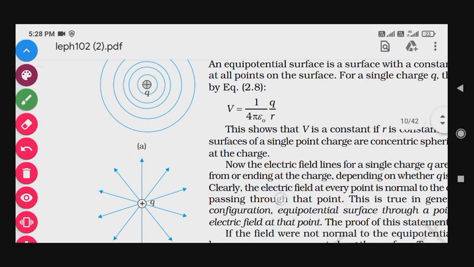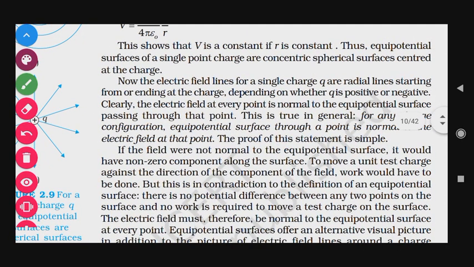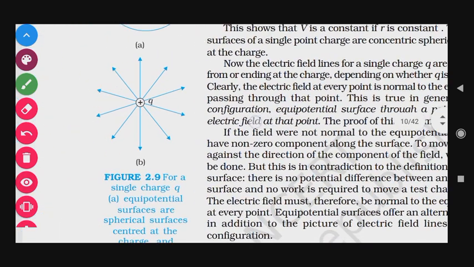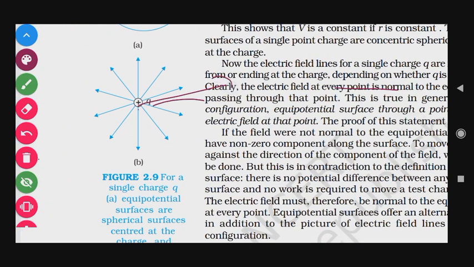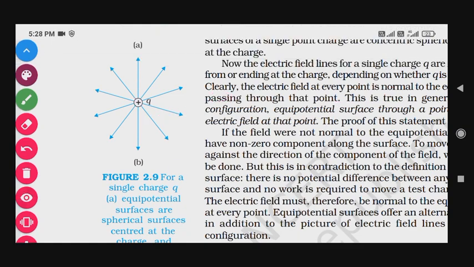Now, the electric field lines for a point charge are radial lines starting from or ending at the charge. We know what electric field lines are. For a positive charge, they are directed outwards from the point charge, or they point inward if it is a negative charge.